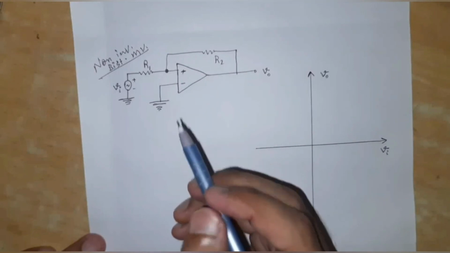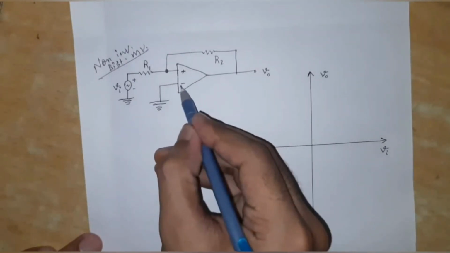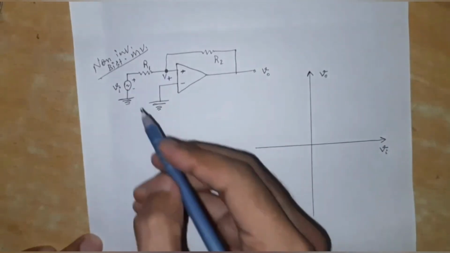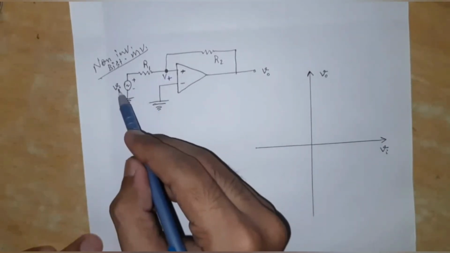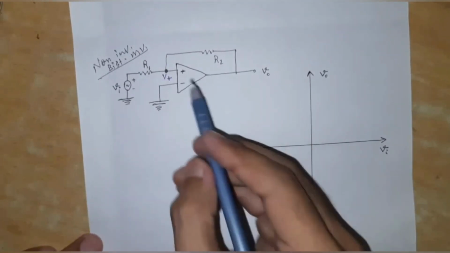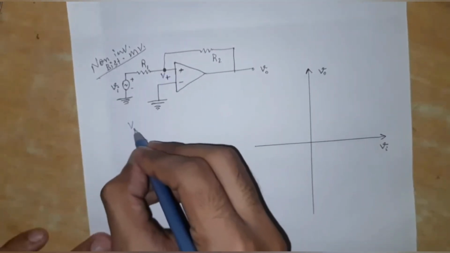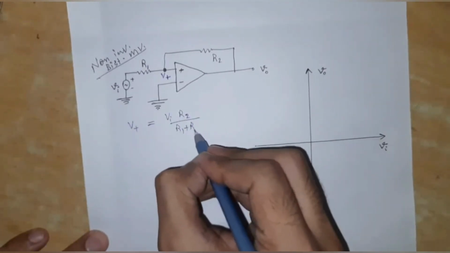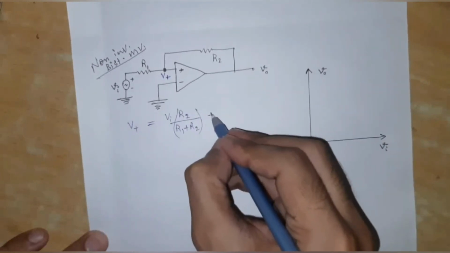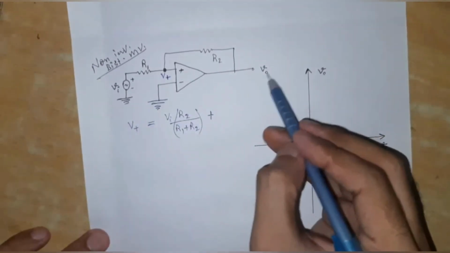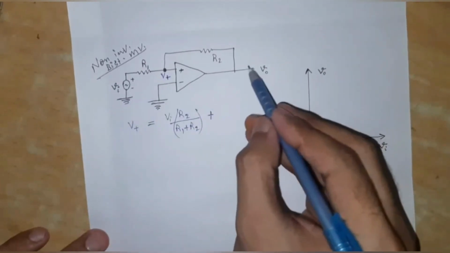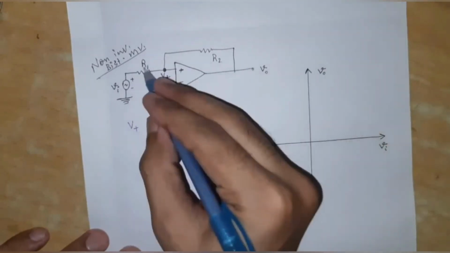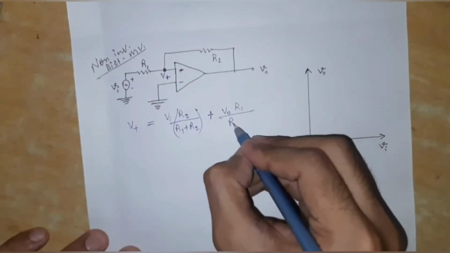So this is at 0 volt and this is V plus. V plus would be given here by the superposition principle, because we have to take the effect of this V input and V output at this node. So V plus would be given by input into R2 upon R1 plus R2 plus, now assume that V output is present and this is grounded, I mean shorted. So this is V output into R1 upon R1 plus R2.